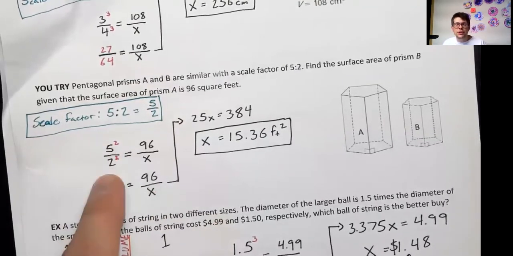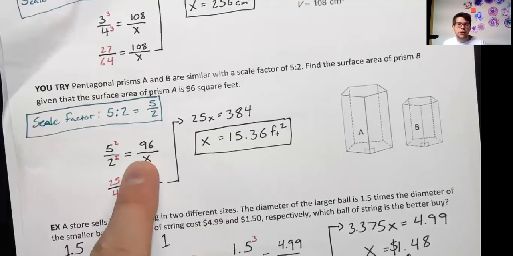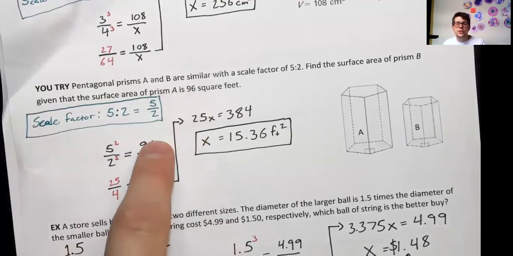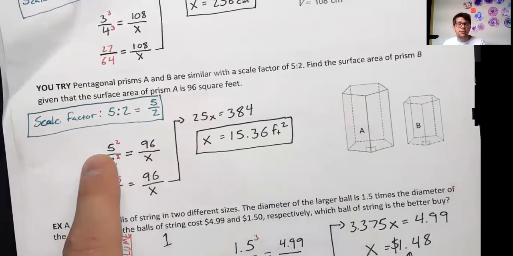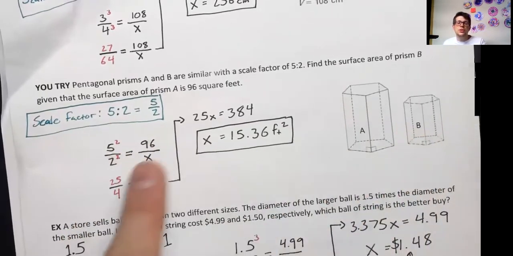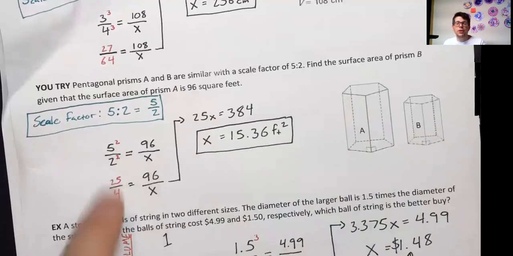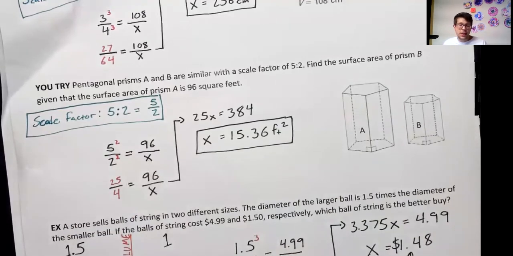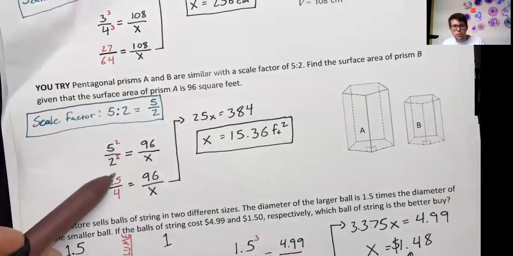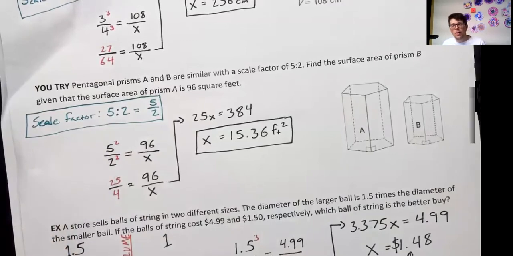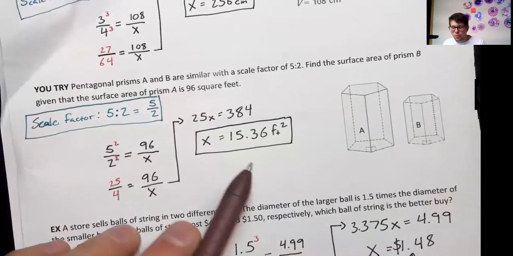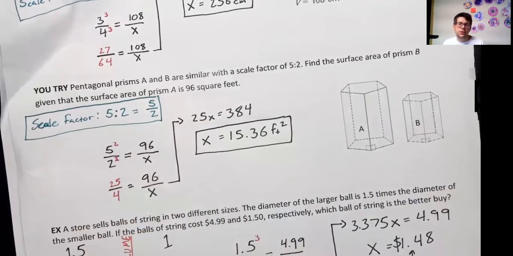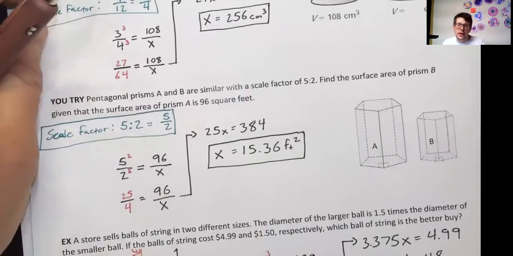Then I'm going to take my fraction of 5/2 and set it equal to my surface areas. My prism A had a surface area of 96. Prism A is the larger prism, so I'm going to put the 96 in the top with my 5. Prism B was the smaller one, so I'm going to have my variable in the bottom with my smaller number 2. Now the big thing is, once again, this is a surface area question, so when you're working with your 5/2, make sure you square them. That's going to give you 25/4. Now you can cross multiply, and when you cross multiply and divide, you get 15.36 feet squared this time because it is surface area, not volume.